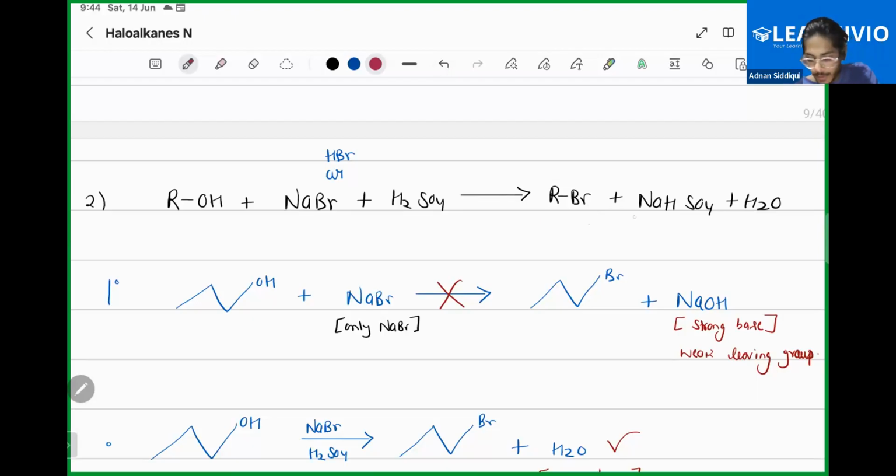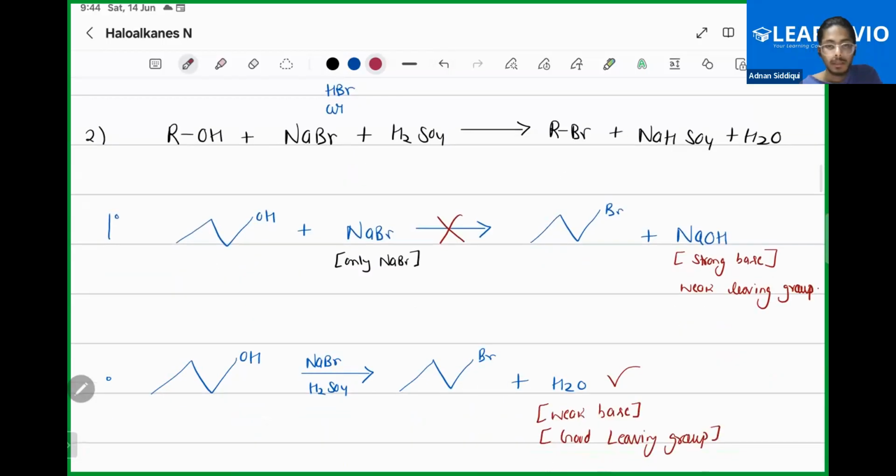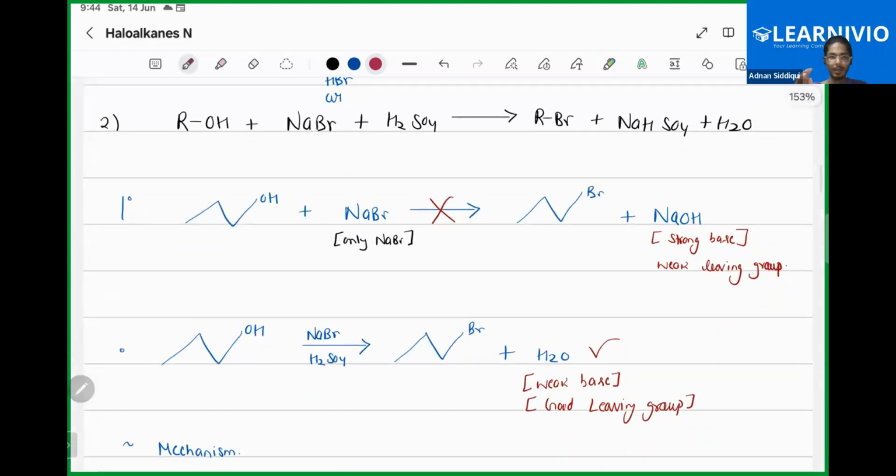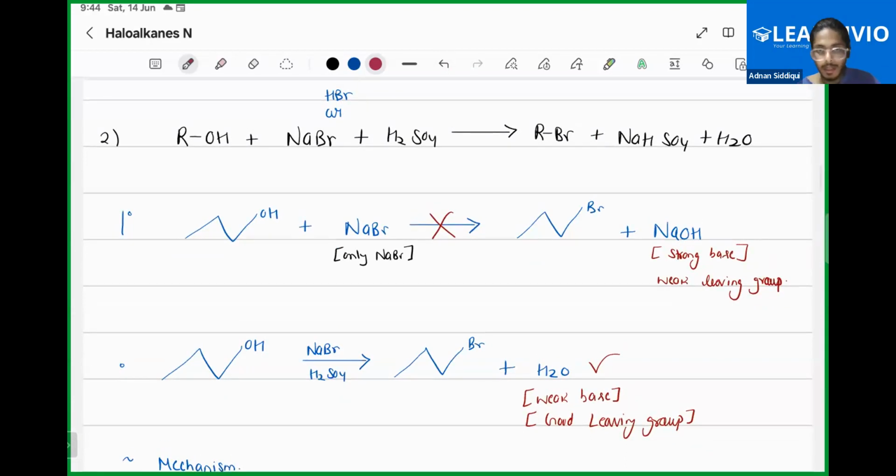The side products are going to be NaHSO4 plus H2O. Now, just general knowledge. All of this, the picture will be clear after talking about the mechanism. But for now, just try to understand it, right? Similarly, the concept that we applied for the previous case, 1 degree.